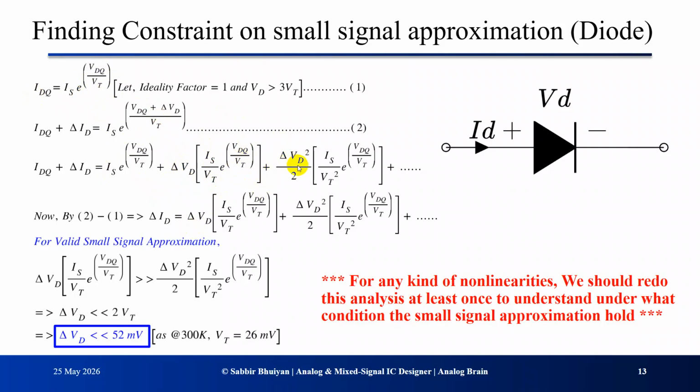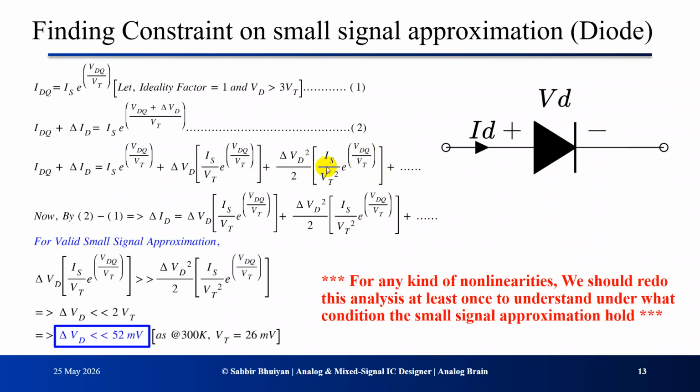Then h squared divided by 2 factorial from the Taylor series formula. So this is del VD squared by 2, since 2 factorial is equal to 2. Now we'll differentiate again, so again 1 by VT will come forward: 1 by VT times IS by VT, so IS by VT squared, e to the power VDQ by VT, plus dot dot dot. So we got this thing.